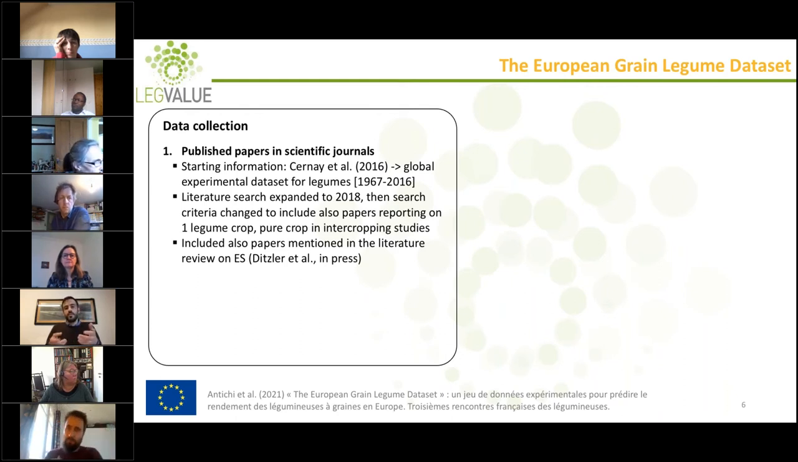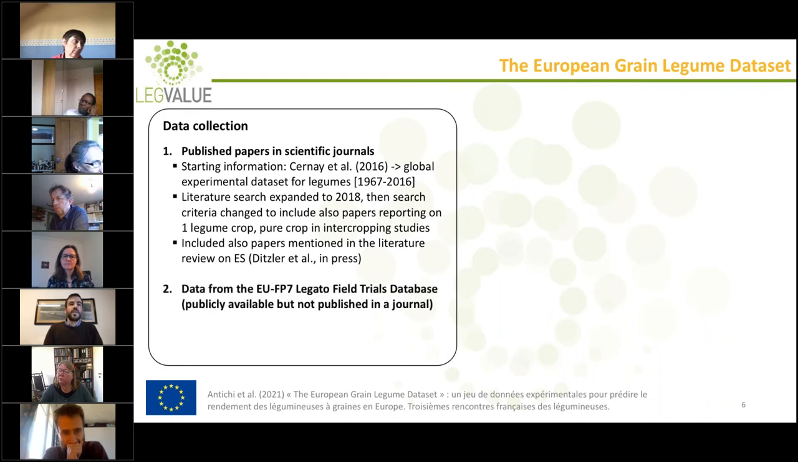And then we updated with the same search strings the literature search up to 2018. And then we also included other papers that were not included in our search string, that was a bit modified in order to be more comprehensive, because actually we found very, very few papers published specifically on legume yields in Europe.